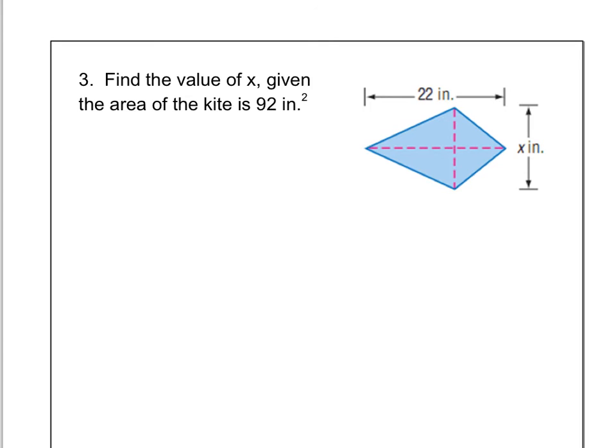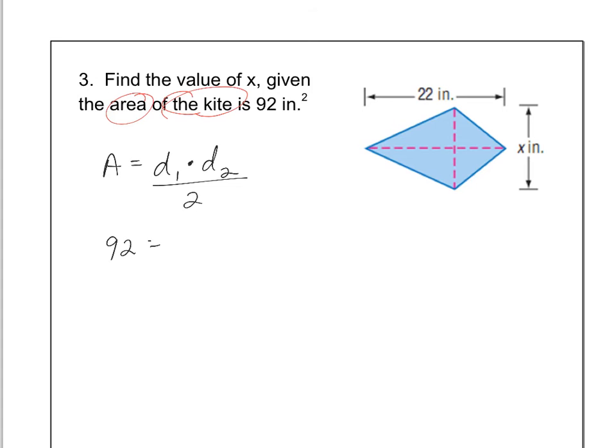Number 3, find the value of x given the area of the kite is 92 inches squared. So I see a few key words, you guys. I see area and kite. And so that tells me I'm probably going to use area equals diagonal 1 times diagonal 2 divide by 2. That's going to be my formula. Now it says the area of the kite is 92. So the 92 goes in for the A.